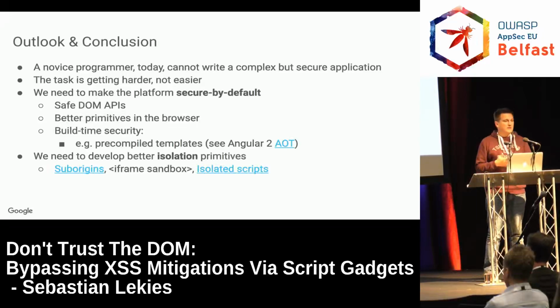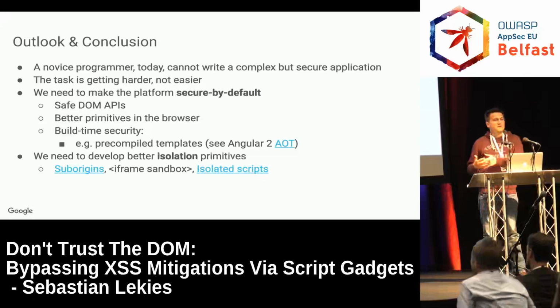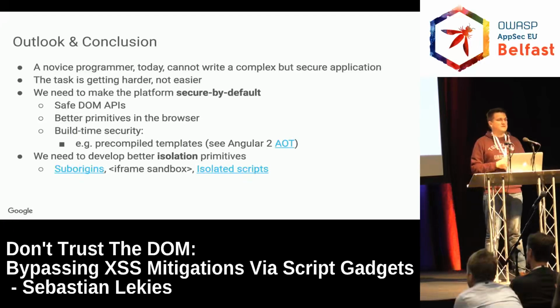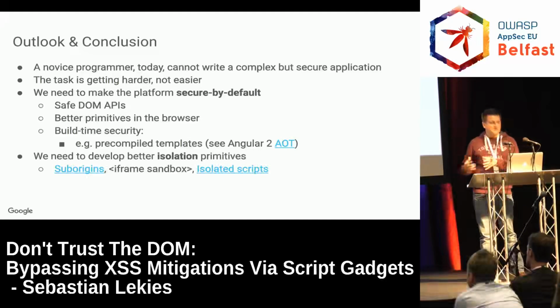So we need to harden the platform. We need to provide the tools so that a novice programmer who has never learned about security is not able to introduce XSS. And we can do that, for example, by providing safe APIs, by removing all the old cruft like innerHTML and document.write from the browsers and replacing them with safe templating systems and so on. So we need better browser primitives.